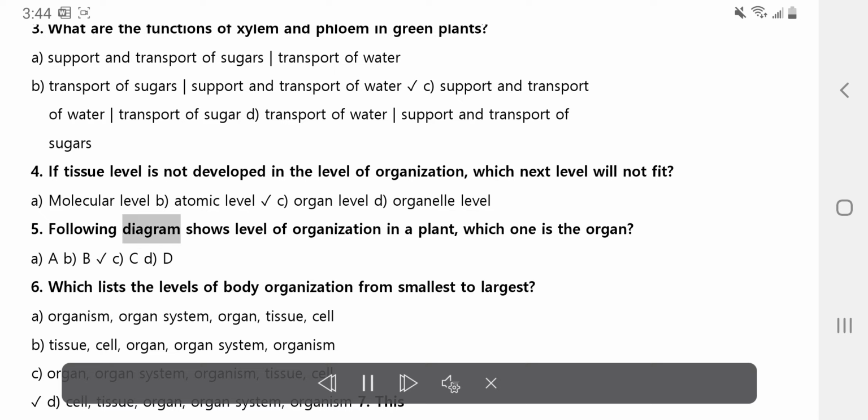5. The following diagram shows levels of organization in a plant. Which one is the organ? A, B, C, D.